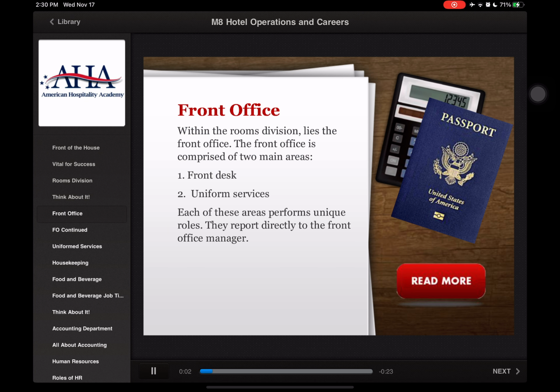Within the Rooms Division lies the front office. The front office is comprised of two main areas: 1. The front desk, and 2. Uniform services. Each of these areas performs unique roles. They report directly to the front office manager. Click the button below to read more on your own about the front desk and then click back to continue.